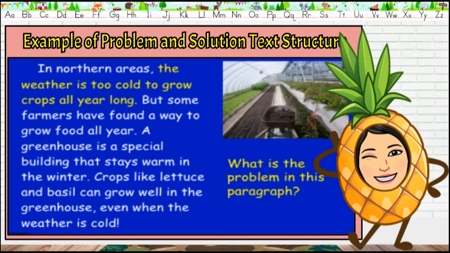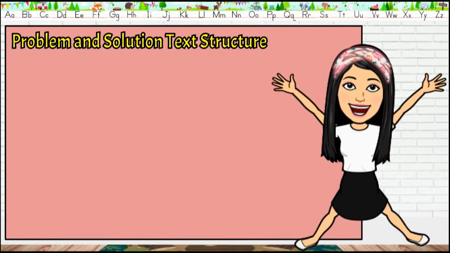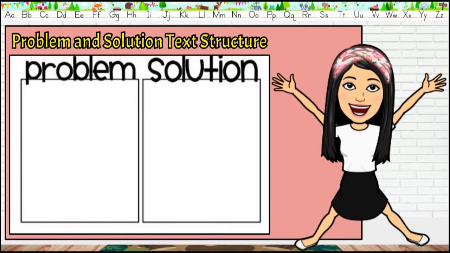In the given example, the problem is the weather is too cold to grow crops all year long. And we can read that the solution for it is the farmers constructed a greenhouse that stays warm in the winter. This graphic organizer can be used in writing or analyzing a problem and solution text structure.